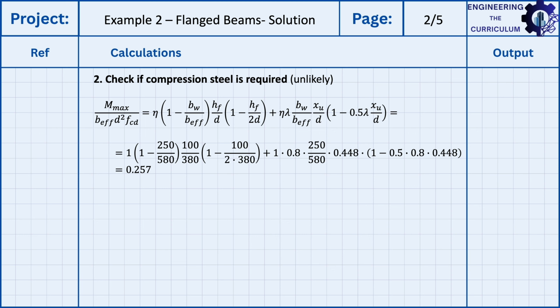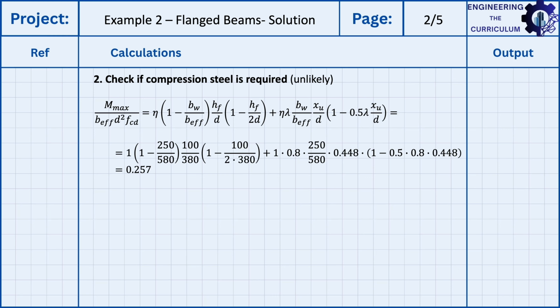So we start off by solving the right-hand side of the equation. So you have eta, which is 1, and then we have in the first brackets 1 minus BW, the width of the web, which is 250, divided by the width of the flange, which is 580. That gets multiplied by HF over D, which is 100 over 380. And then we multiply that by 1 minus HF, the height of the flange, or the height of the slab, divided by 2 times the effective depth. Onto that, we add eta, which is 1, times lambda, which is 0.8, and all of these things are derived previously in the lectures, if you're wondering where they're from.